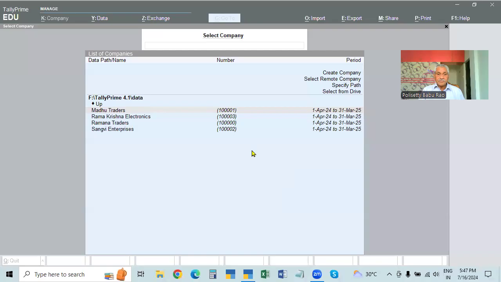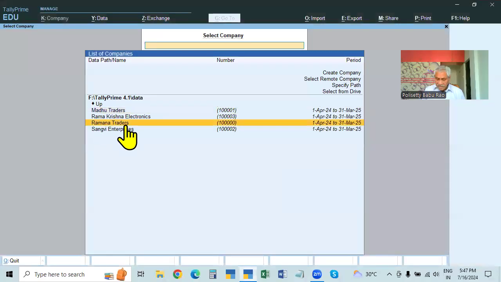Today in this video, we are going to discuss how to record the transactions in Tally Prime 4.1. We already learned whatever is required to make the entries. So I will share the screen. First of all, see here. This is the company we created yesterday.